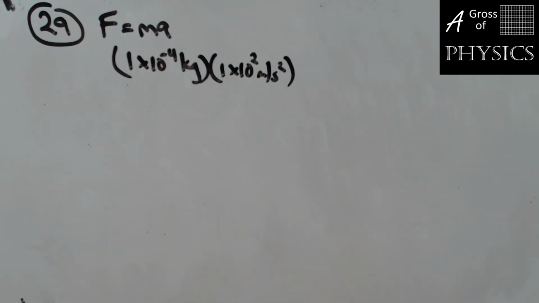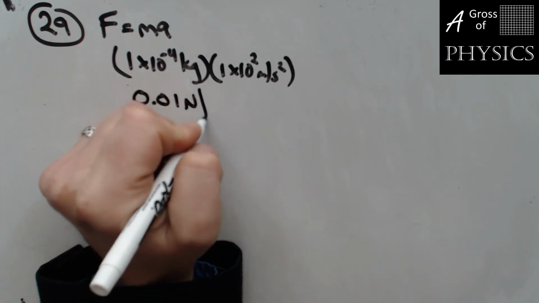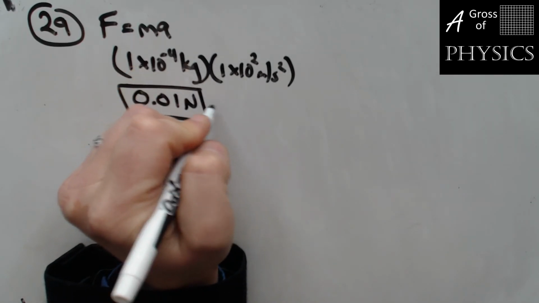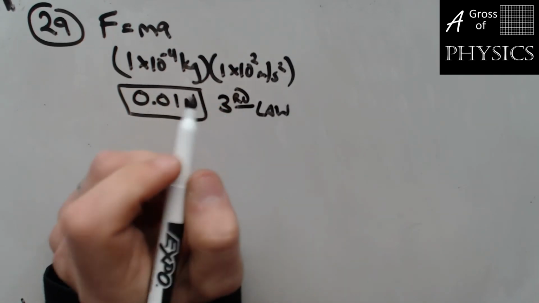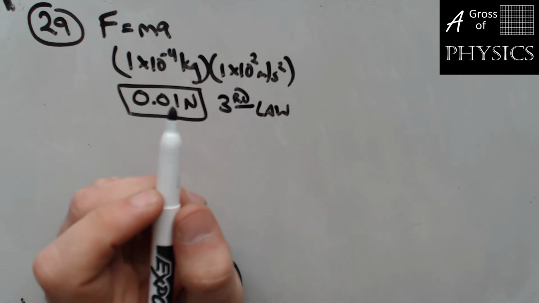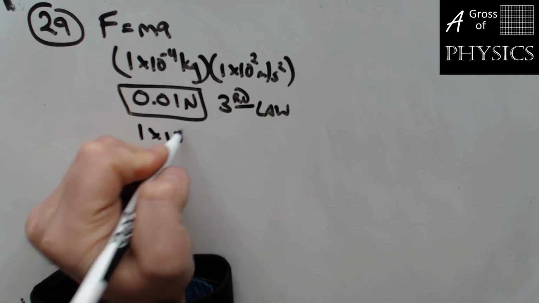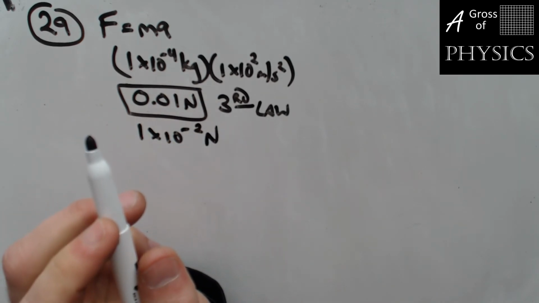So 1e negative 4 times 1e2 is 0.01 newtons. Now, if the car applies a force to the insect, the insect applies an equal and opposite force to the car, which is Newton's third law. So the force that the insect exerts on the car, they're all in scientific notation, so it's going to be 1 times 10 to the negative 2 newtons. So that's choice 1.